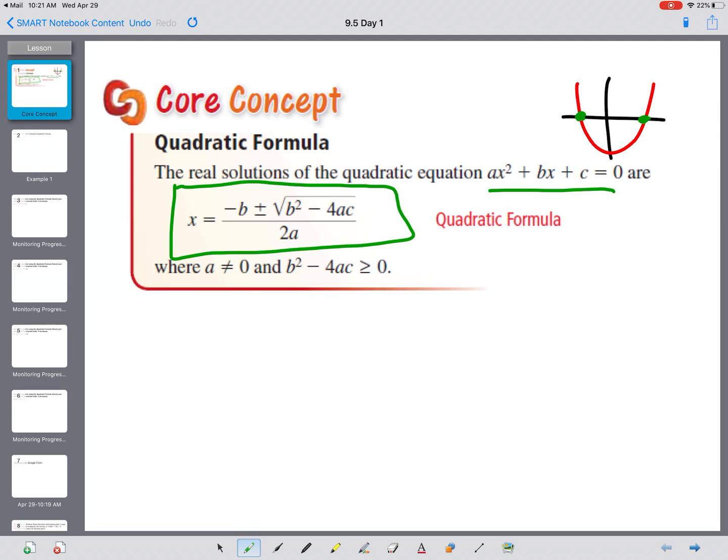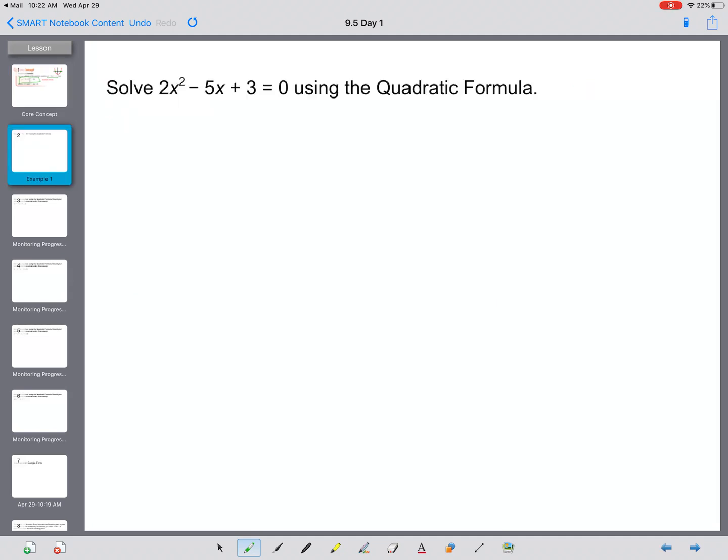But now, when I plug them into the quadratic formula, it goes negative b. So you take that b value and you change the sign of that. So negative b plus or minus the square root of b squared minus 4ac all over 2a. This is going to become a multi-step problem. I have my calculator out, so this video will take a little bit longer because we've got to work this stuff out.